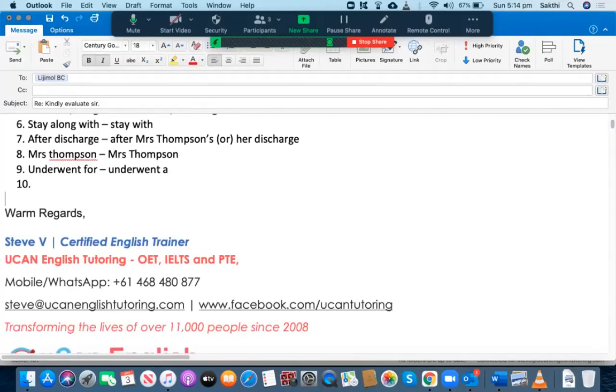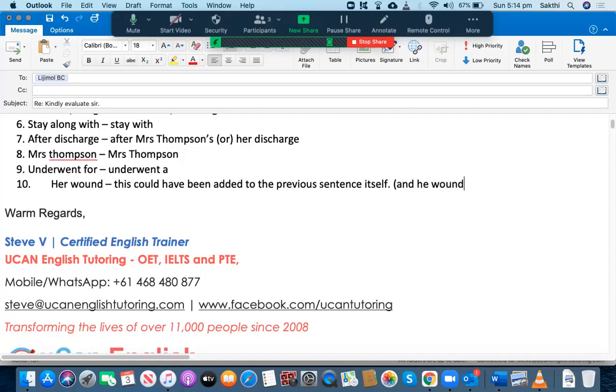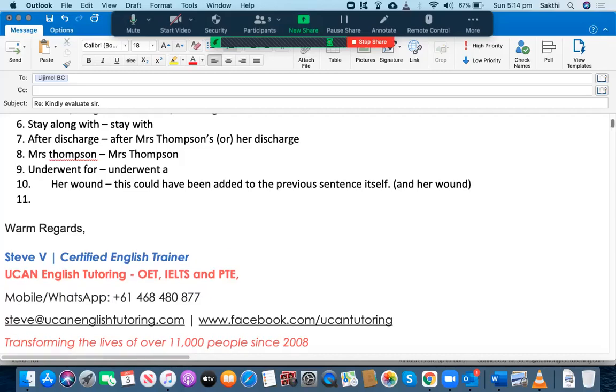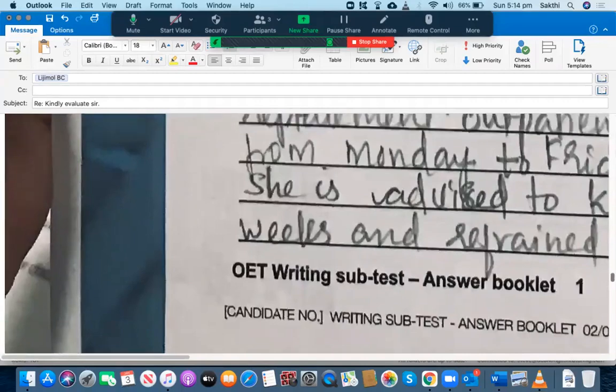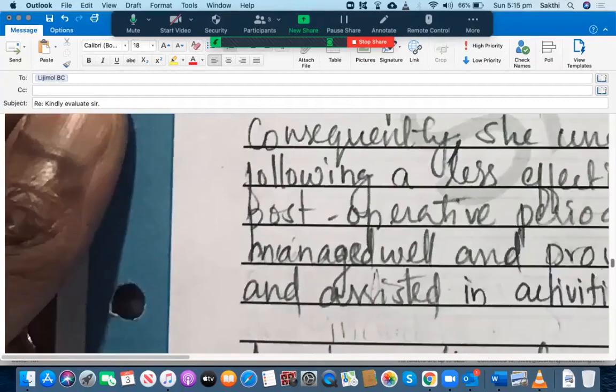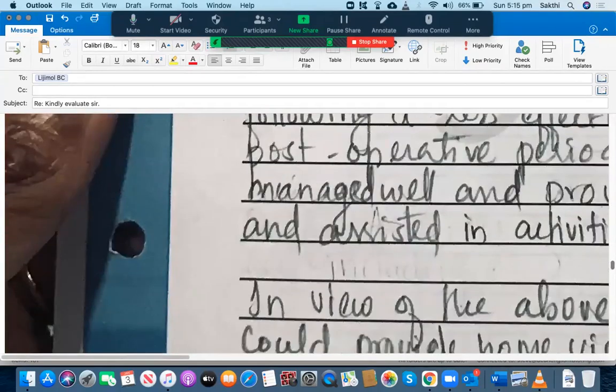Okay, so let's write this one. Her wound. This could have been added to the previous sentence itself. For example, you should have written "and her wound", and then you should have started. You should have done this. This could have been much better because we don't want to use "and" again and again. You have used "and" three times in the same sentence, which is not good.